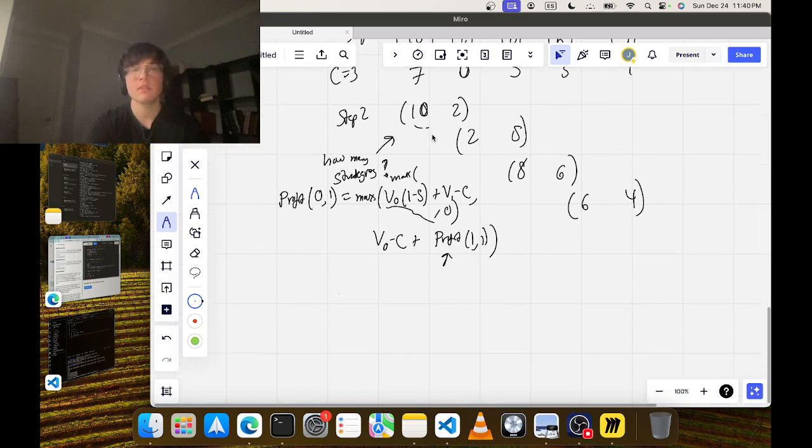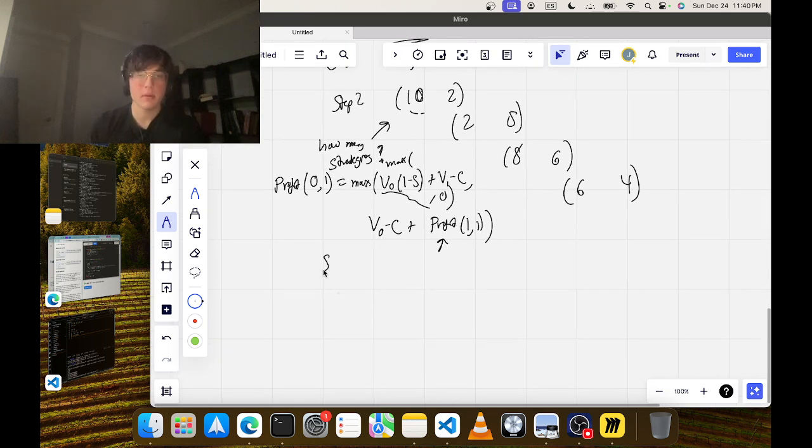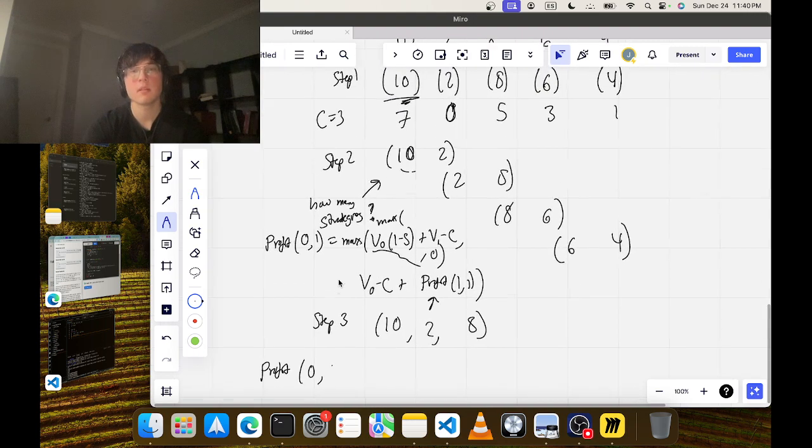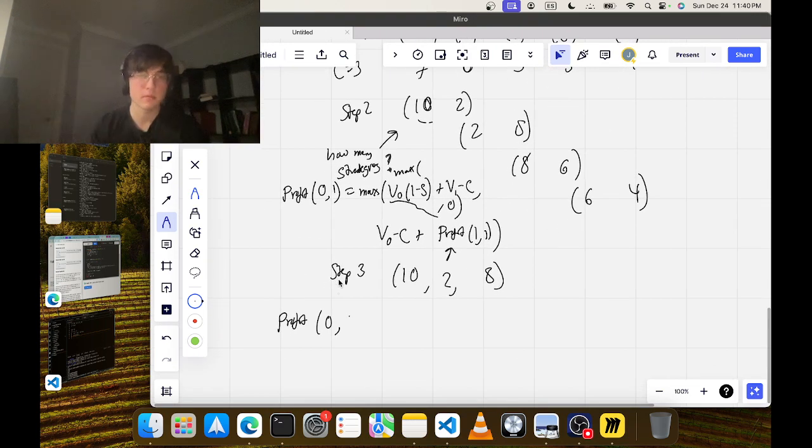And now if we try to do step 3, which is 3 packages, 10, 2, and 8, the profit from 0 to 2, or maybe, yeah, I think the way I set this up, I don't know, the bounds don't really matter.